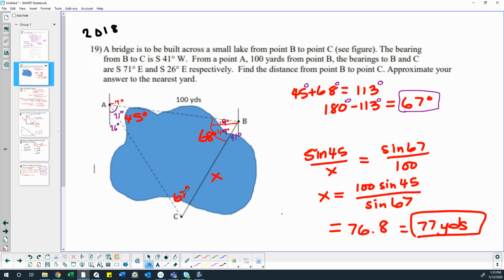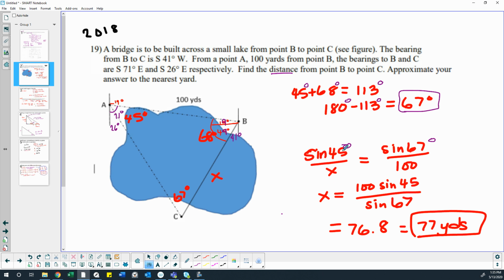That's important for us to be able to use law of sines because we need pieces across from each other. So all it's asking us to find is the distance from point B to point C. So I labeled that with an X. So that is across from the angle which we determined is 45. So we have the sine of 45 over x equals the sine of 67 over 100. So opposite pieces for our law of sines.